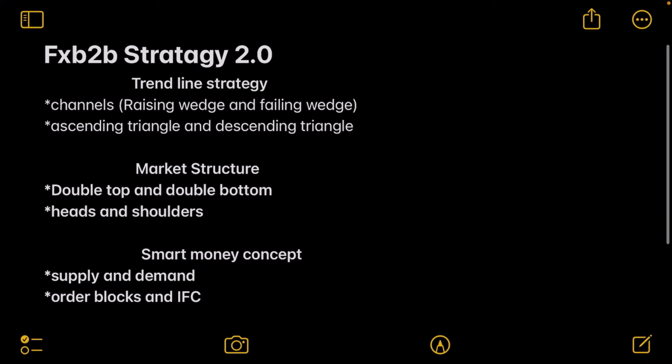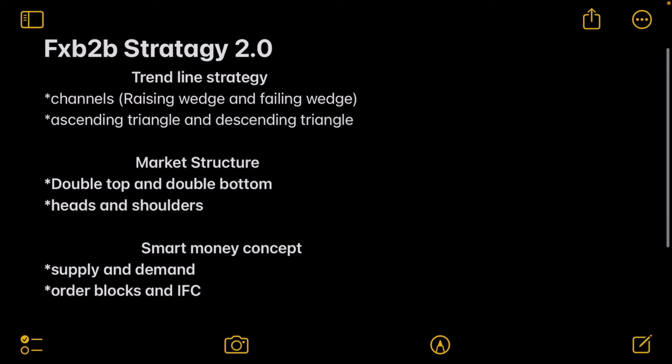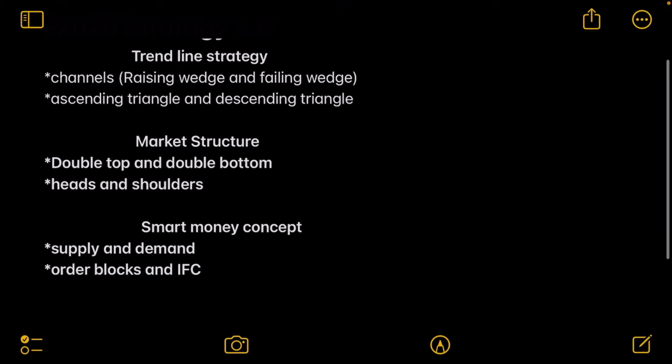Under the trend line strategy, we have channels, which are the rising wedge and the falling wedge. I love to trade these two because I feel like they give maximum profits. If you've been watching my videos on YouTube, you will notice I always trade rising wedges and falling wedges in most of my videos. Then we also look at the ascending triangle and descending triangle.